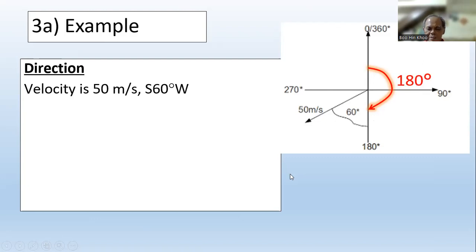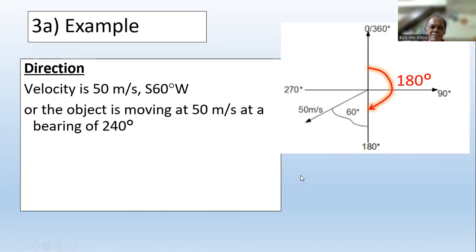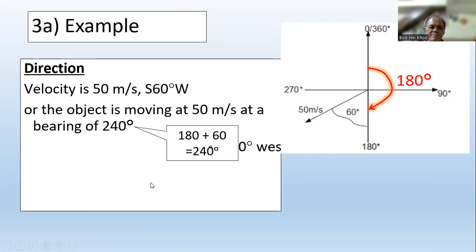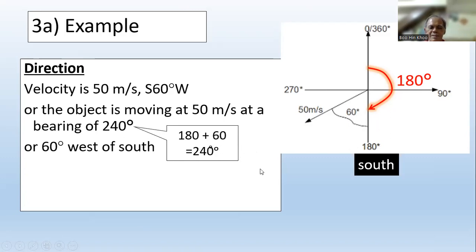Or sometimes you want to use bearing. Bearing will always refer to the north. This is the north. So this is 180 plus 60, which is 240. So we can say the object is moving at 50 meters per second at a bearing of 240 degrees. Or we can say 60 degrees west of south. This is your south. West of south is here. Different textbooks will use it differently. There's your south, your north, your west, your east.